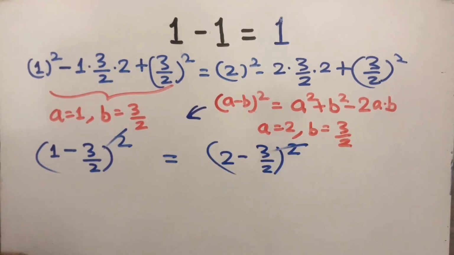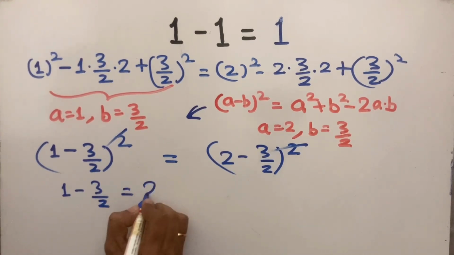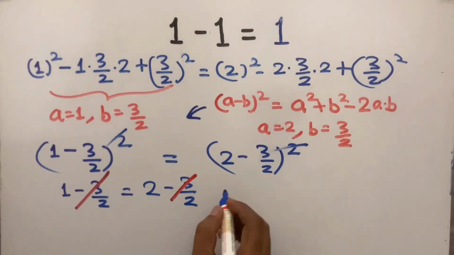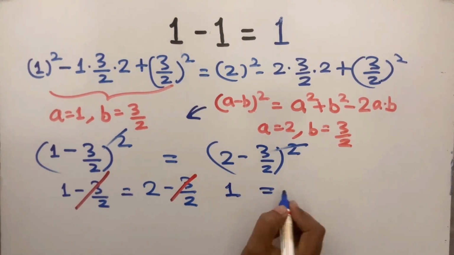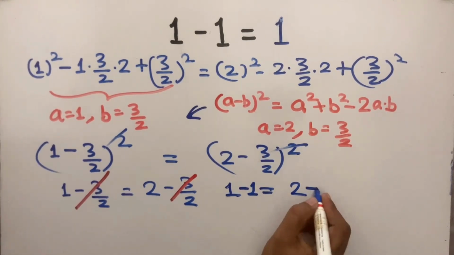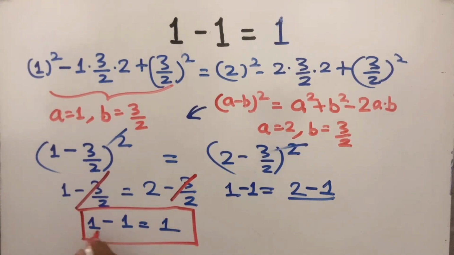So cancel out this square. 1 minus 3 by 2 is equal to 2 minus 3 by 2. So minus 3 by 2 must cancel out. So 1 is equal to 2. Now subtract 1 on both sides of the equation. So this becomes 1 minus 1 equals 2 minus 1, which is 1. So this equation is solved to 1 minus 1 is equal to 1.